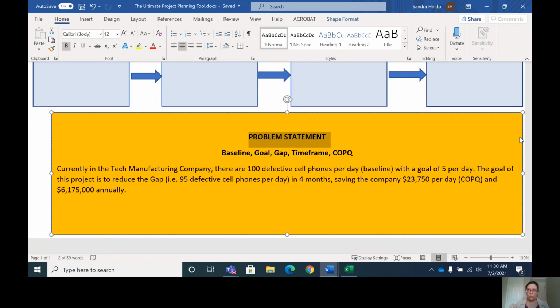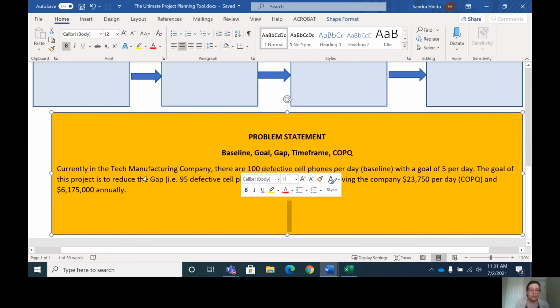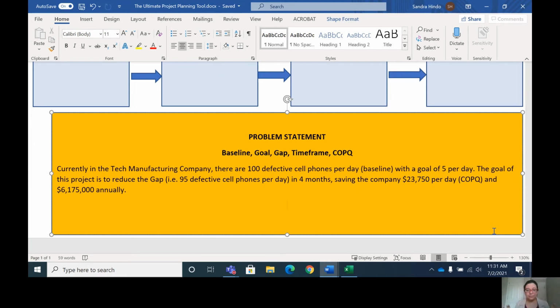What are the 5 elements contained within a problem statement? The first one is your baseline. Where are you at this moment in terms of the number of defects? So in this example, currently in the tech manufacturing company, there are 100 defective cell phones per day. That is your baseline, with a goal of 5 per day. So the goal, which is the second element, is 5.